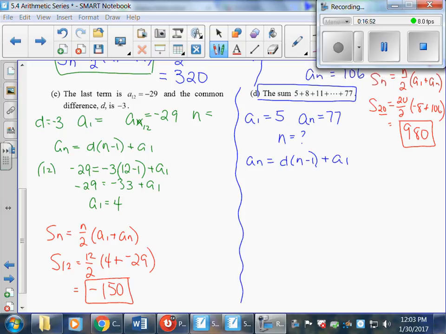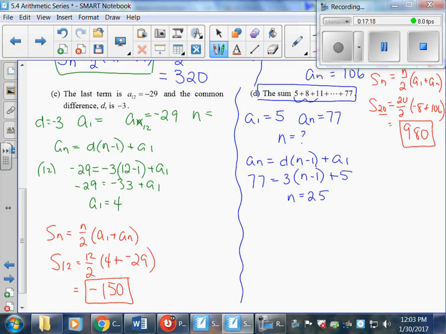So how are we doing here? We know that a sub n is 77. We don't know what n is, but we do know what d is. It tells us here: we had 3. So it's 3(n minus 1) plus a1, which is 5. Once you solve this whole thing, you get n is equal to 25.